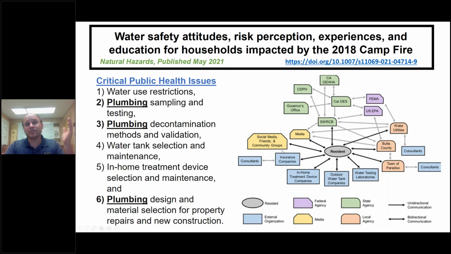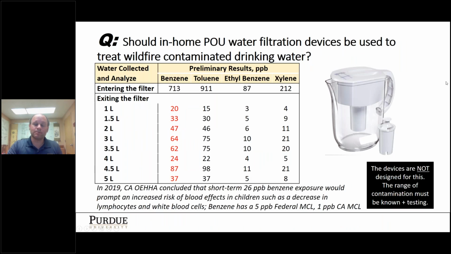On the left-hand side of this screen, you can see water use restrictions, plumbing sampling and testing, and plumbing decon. How do I determine my plumbing is safe or unsafe? Water tank selections and maintenance, insurance company interactions, and design of new properties. All these questions and concerns exist, and many people will be going through these types of issues.